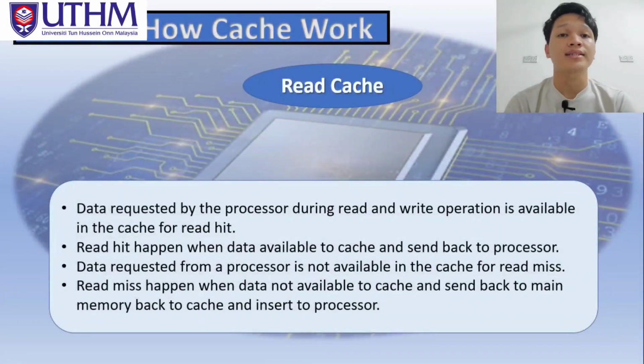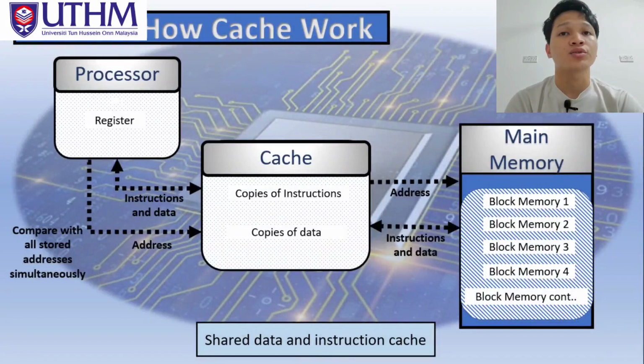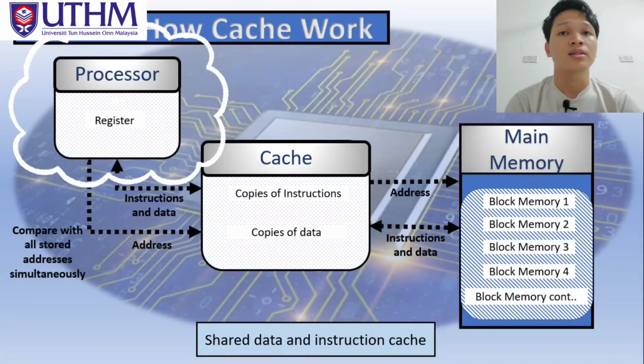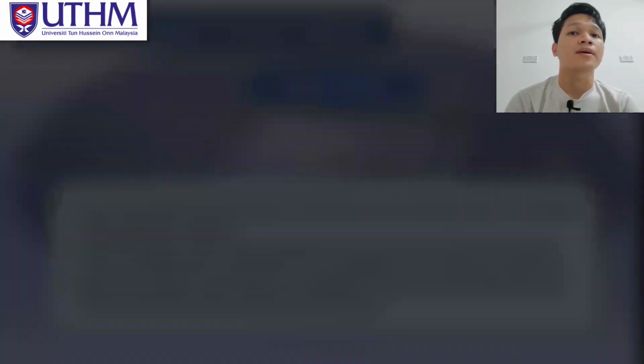And then next, this is read hit in the cache process, where for a read hit, the data requested by the processor during a read and write operation is available in the cache. A read hit happens when data is available in the cache and sent back to our processor. From this I will show how a read hit happens: if the data requested is available or valid, it will transfer to the cache and straight away to our processor. And then back to our slide.